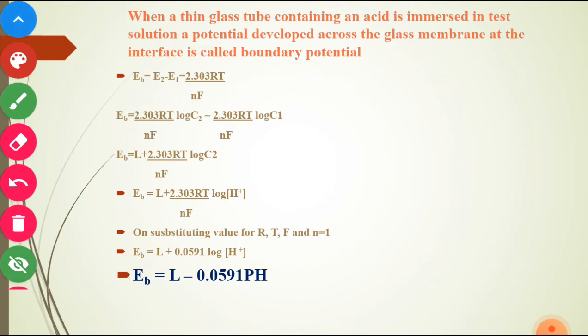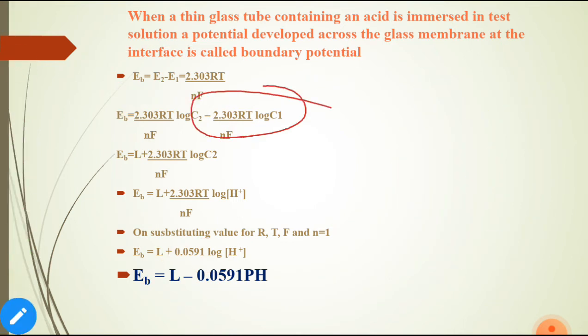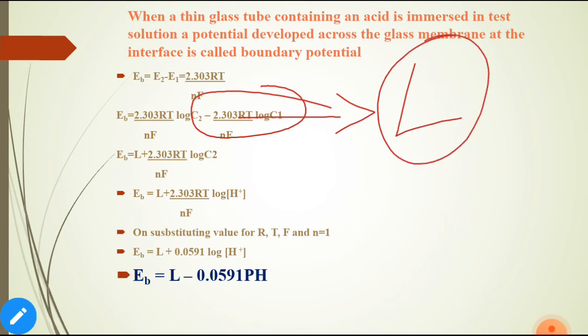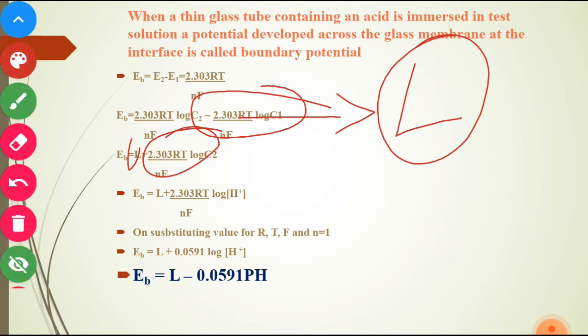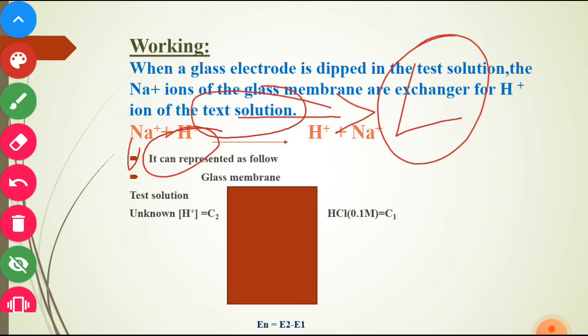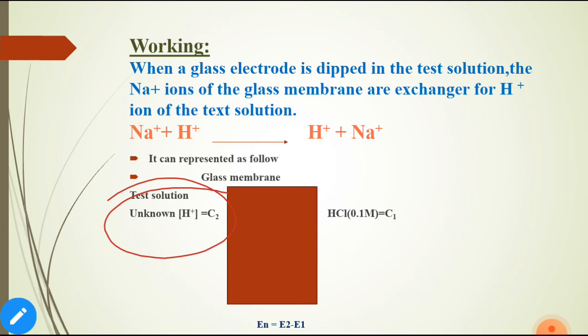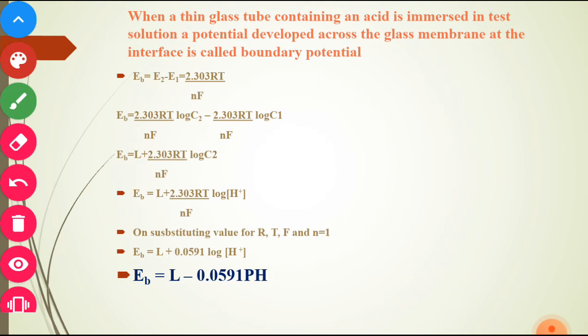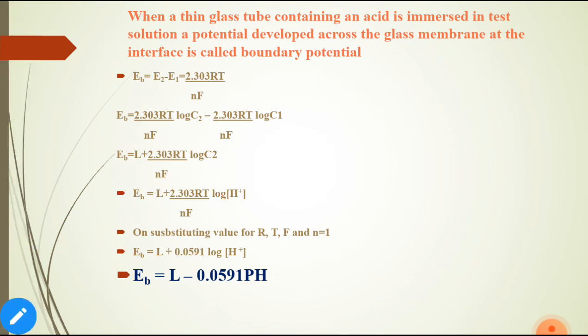We know the C1 concentration is 0.1 molar. That's why we have taken this whole term, minus 2.303 RT divided by NF log of C1, equals L, because it is a constant. Then substitute L here, and EB equals L plus 2.303 RT divided by NF log of H plus. Why log of H plus? Because the unknown test solution contains H plus ions.